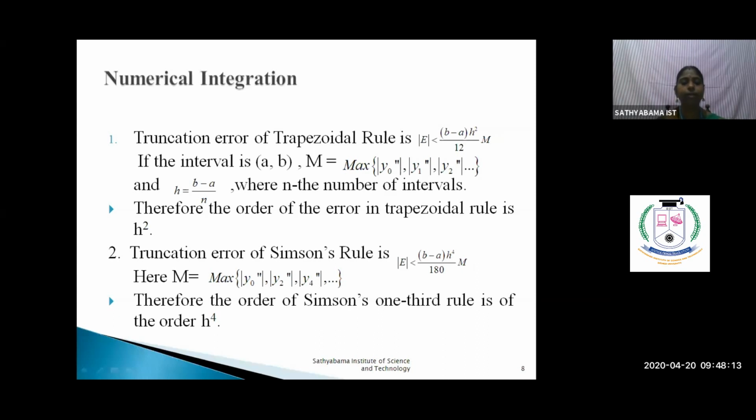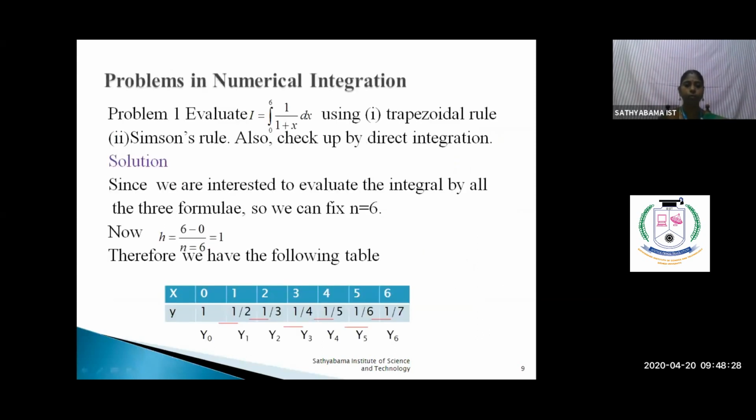So what is my truncation error in Simpson's rule? Mod of E is less than (b minus a) h power 4 by 180 into M, and the order of Simpson's 1/3 rule is what? h power 4. Okay, so now we can see the problems one by one.